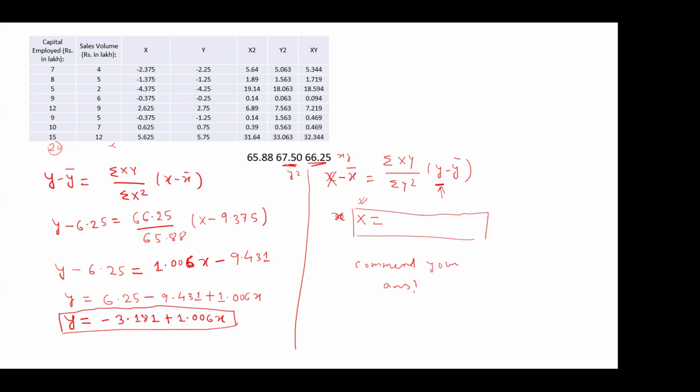This is how we do prediction of values using regression. Hope you understood it. Based on this, whatever problems are there, you can solve and get it correctly. So these two equations are very simple. y minus y bar equal to summation xy by summation x square into x minus x bar, and for x minus x bar, the same thing. Only these terms are changing: here if it is y, here it is x, and here if it is x, here it is y.